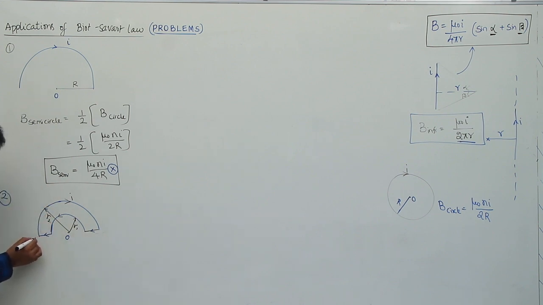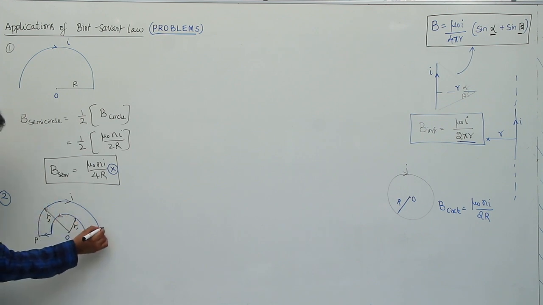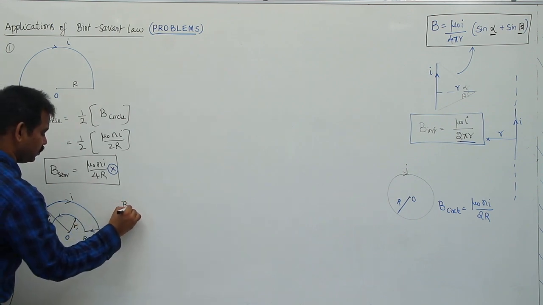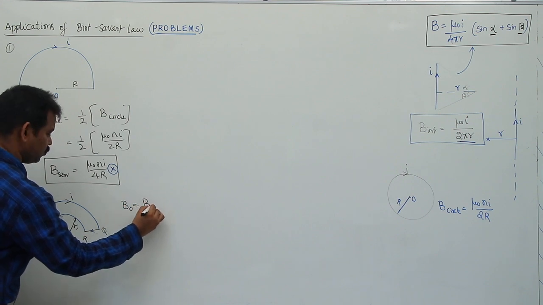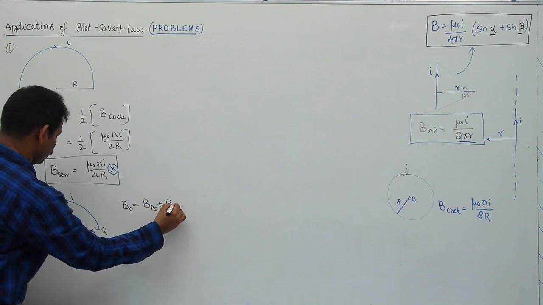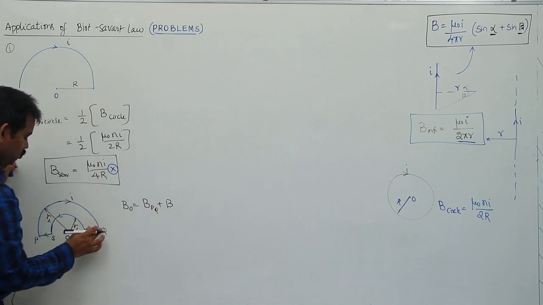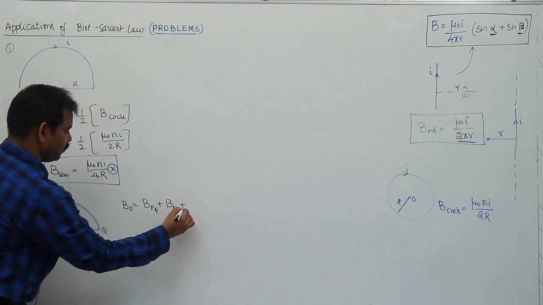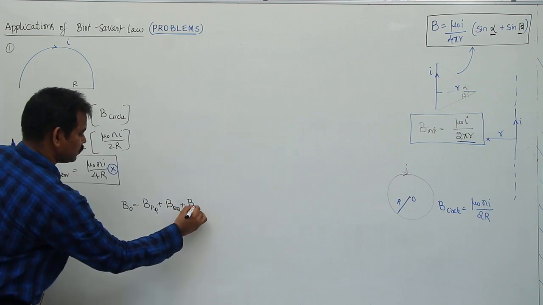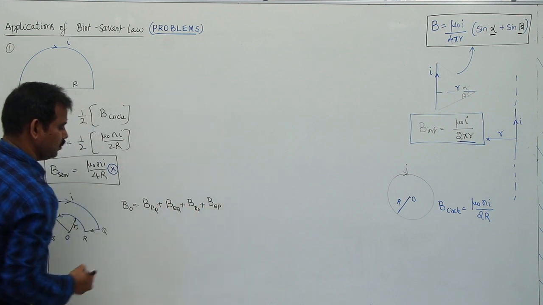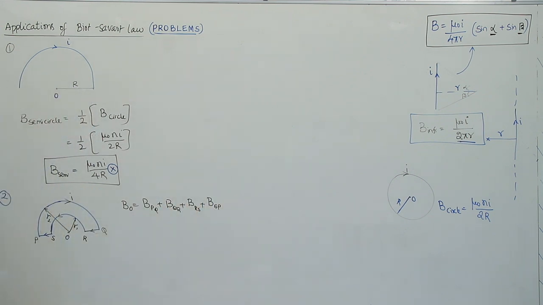First let me take this point as P, the starting point. So P to Q is one portion, Q to R another portion, R to S another portion, S to P another portion. So the magnetic field at center O is given by the magnetic field due to PQ, the outer semicircle, the magnetic field due to QR, the magnetic field due to RS, and then the magnetic field due to SP. But how these fields are acting here, whether we need to add them or subtract them, we will learn now.